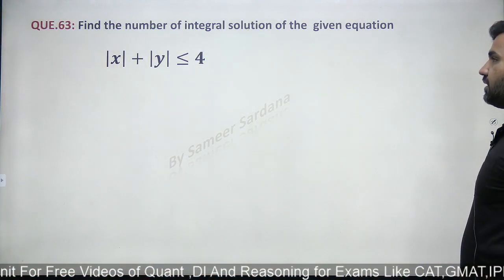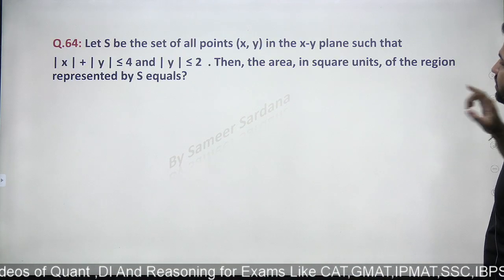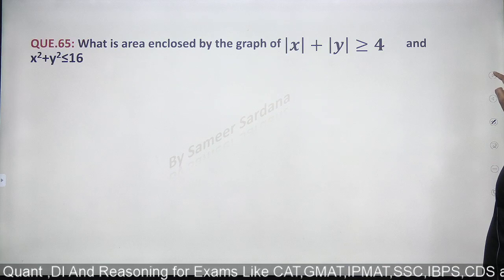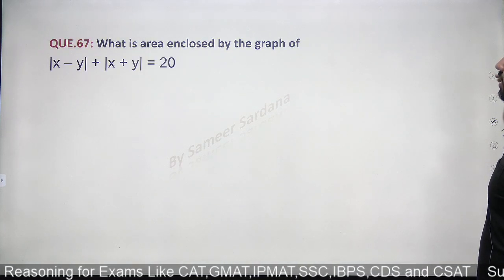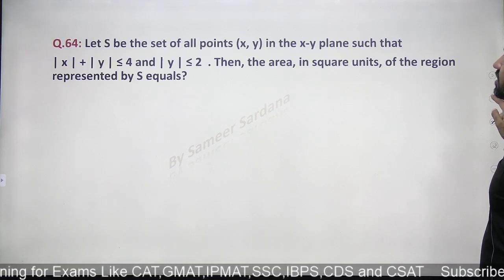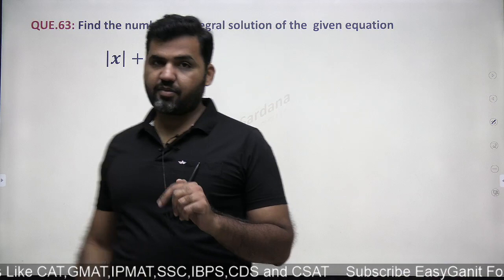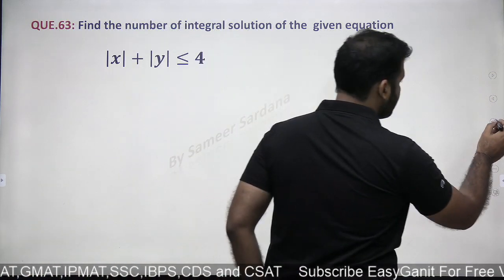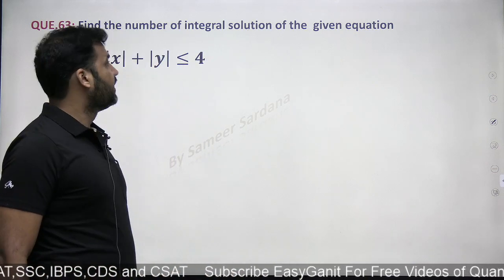Here is the first question. If you want to try this, you can have a look at it. This is question number 63, 64, 65, 66, 67. All these questions are graph-based questions of modulus. जिसमें आप सभी इन सभी questions में आपको graph बनाना आना चाहिए. Only then you'll be able to solve the question, right? Let's have a look at it.